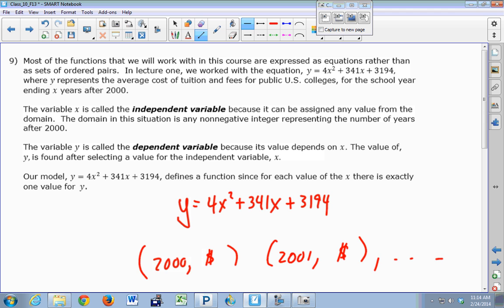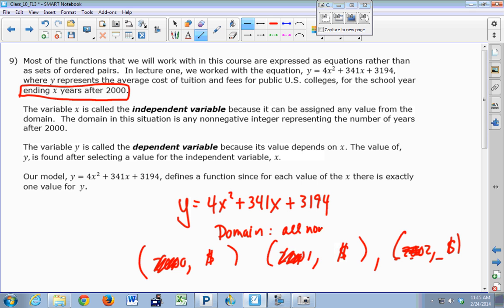And what we would do is we would just take off the first part and look at the ending year, the year that ended, right? So it would be 0, 1, 2, 3, 4, 5, 6, 7, 8, 9, 10. Those are all our non-negative integers. So the domain here for this particular function, based on the story and based on the definition right there, ending X years after 2000, the domain is all non-negative real numbers.